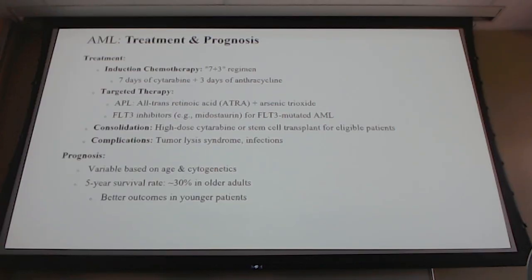We're going to talk more about that in oncology emergencies, but tumor lysis syndrome, I want you to think acute kidney injury and electrolyte imbalances, right? And that's caused from that chemotherapy destroying these cells and them releasing all their contents out into the body, and it causes these imbalances. Prognosis is variable based on age and cytogenetics, right? So there are different subtypes. But 5-year survival rate is 30% in older adults. Better outcomes in younger patients.